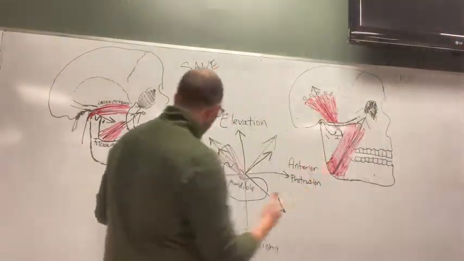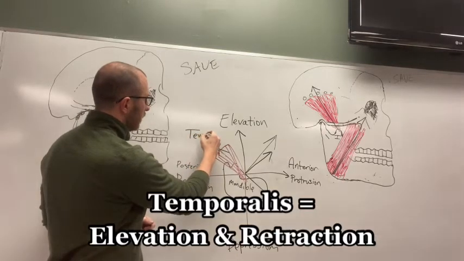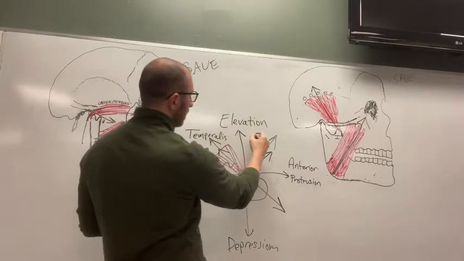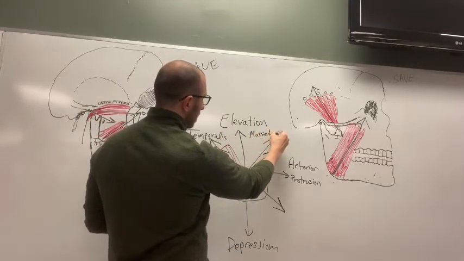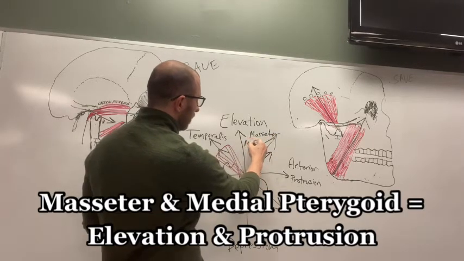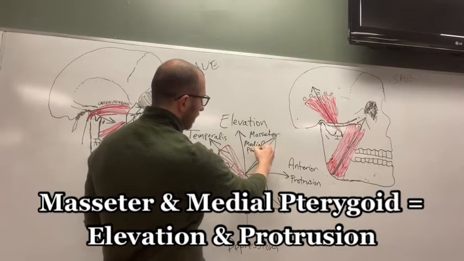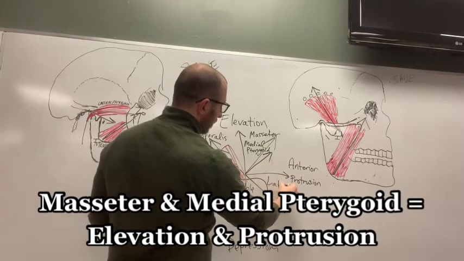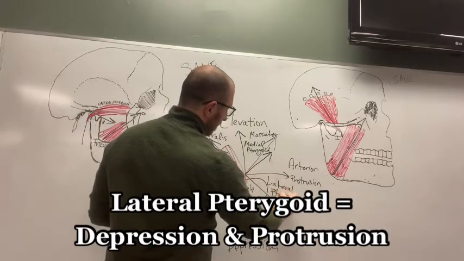So let me write the names on here for you. So you've got where these are at. Temporalis is up in this quadrant. We've got the masseter right here. And we've got the medial pterygoid. These are all popping up on your screen for you. And finally, the lateral pterygoid down here.